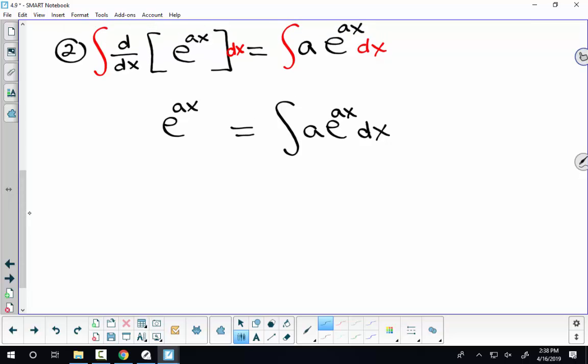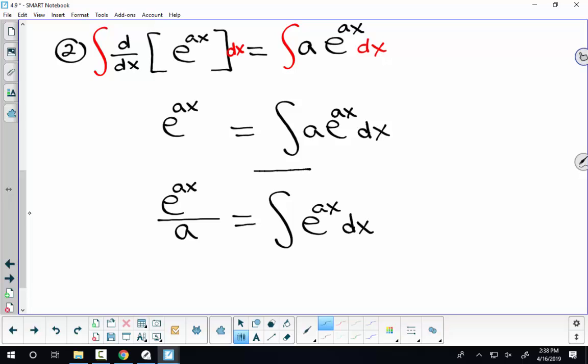And then if we divide both sides by a, we have an antiderivative formula for e to any power times x, or e to the ax. So divide both sides by a, we have e to the ax over a as the antiderivative of e to the ax. So that is one formula on your formula sheet.